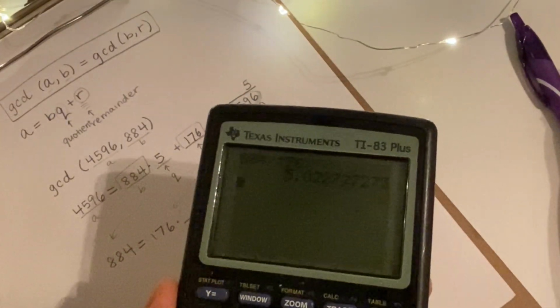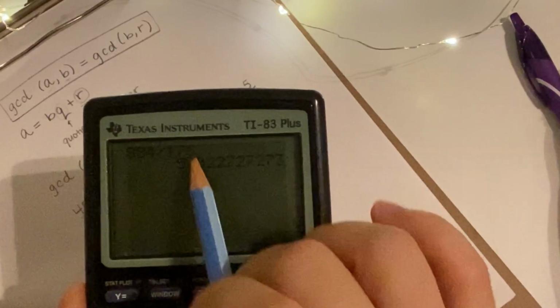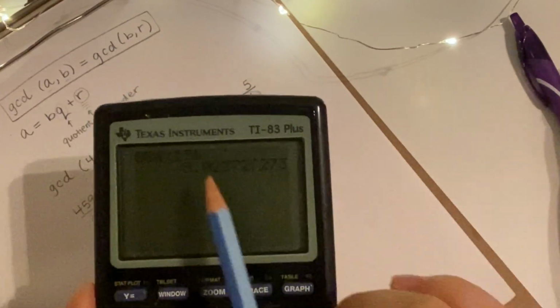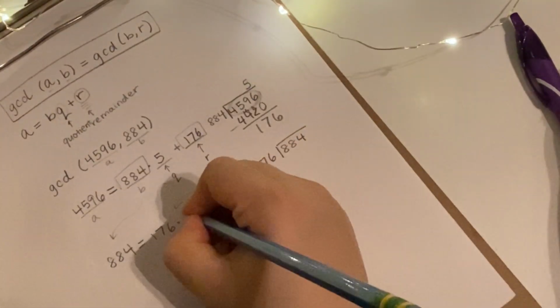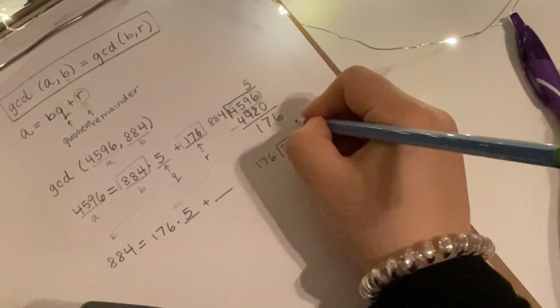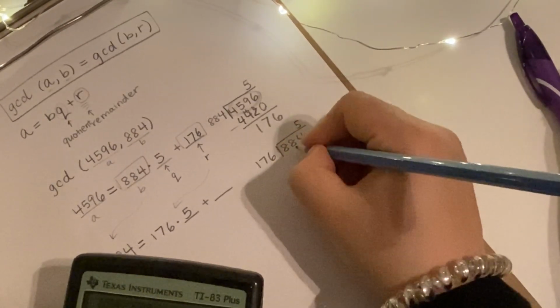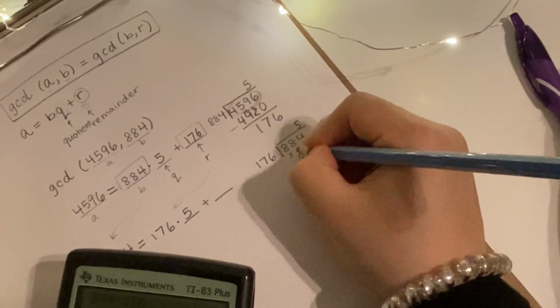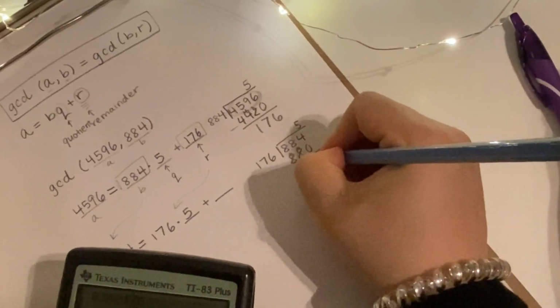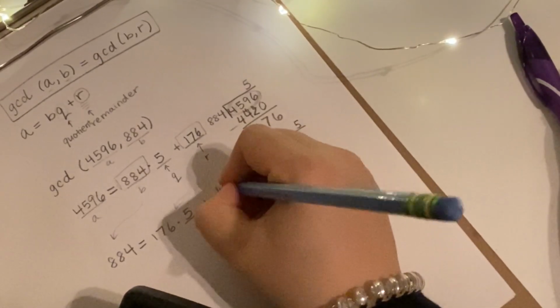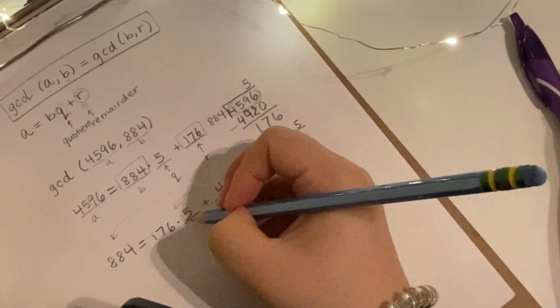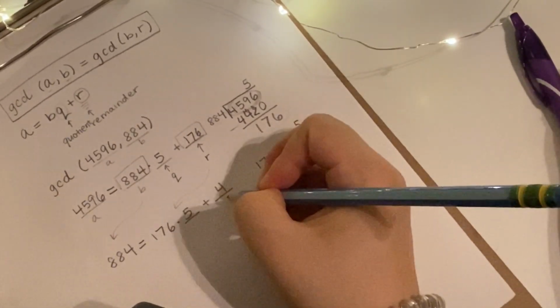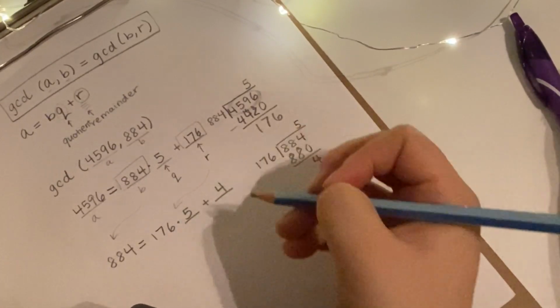So I notice then I have a 5. Again, you round down. And then you can calculate this out. So you get 30, 35, 38,880. So you have a remainder of 4. So now you calculated the next quotient and the next remainder.